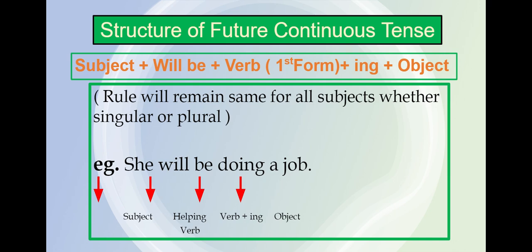Now, why am I telling you all this? Because whether it's singular or plural, whether we are using it with he, she, it, or using it with you, they, we, here we'll be just using "will". They will be swimming, you will be swimming. There is no exception to this rule, and the form remains the same regardless of which person or subject it is. If the subject is singular or plural, it will not change, it will remain the same. So it will be subject plus will be plus verb plus ing plus object.